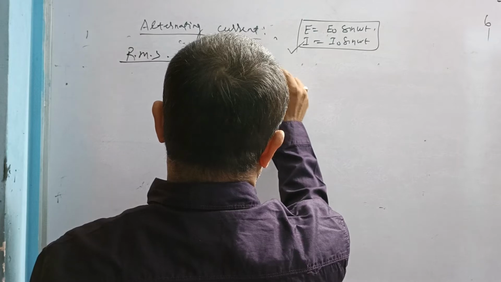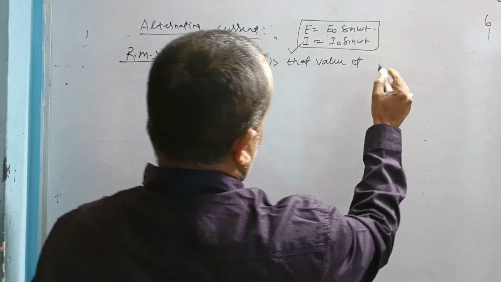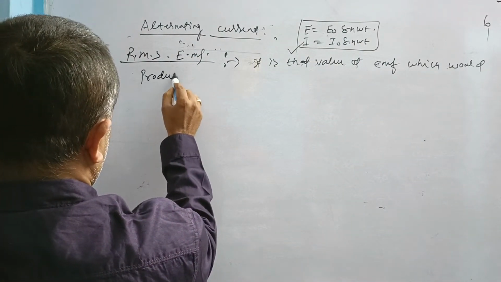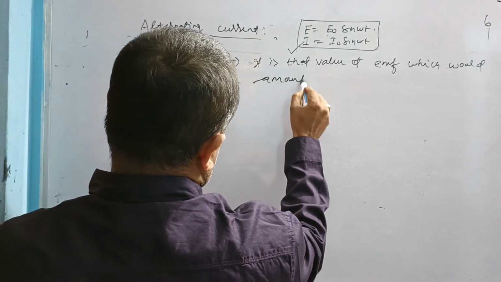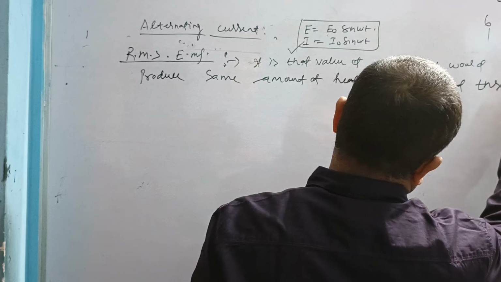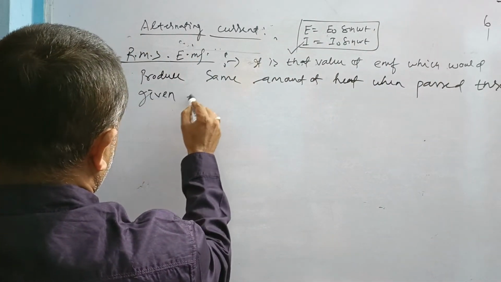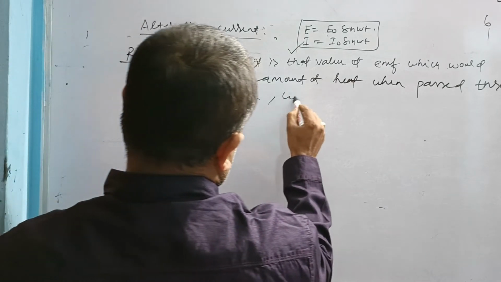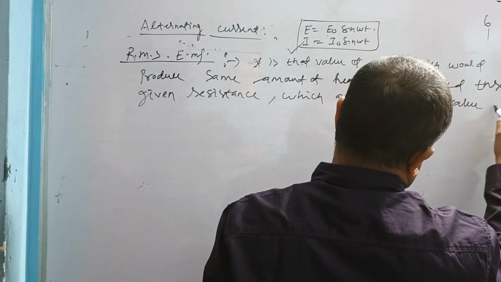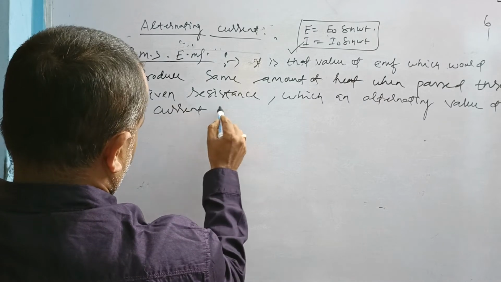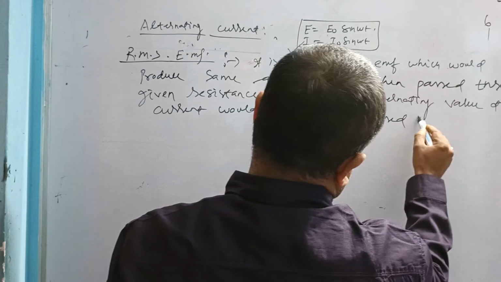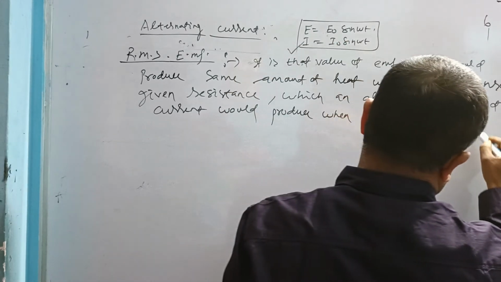RMS value of the EMF is that value of EMF which would produce the same amount of heat when passed through a given resistance which an alternating value of current would produce when passed through a given resistance for the same time.